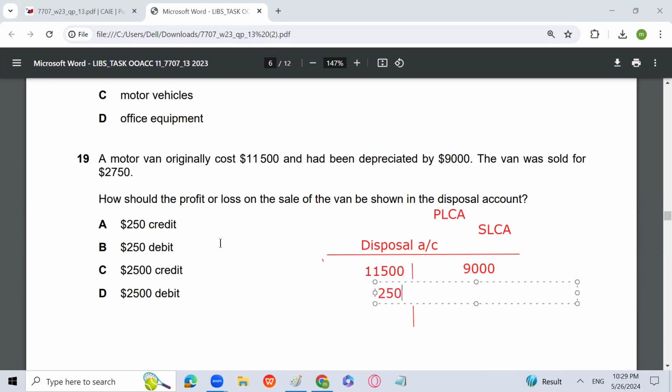How should the profit or loss on the sale of the van be shown in the disposal account? 250 debit. This is profit, but in the disposal account, it is shown on the debit side. 250. So B is going to be the answer. That is quite easy actually.